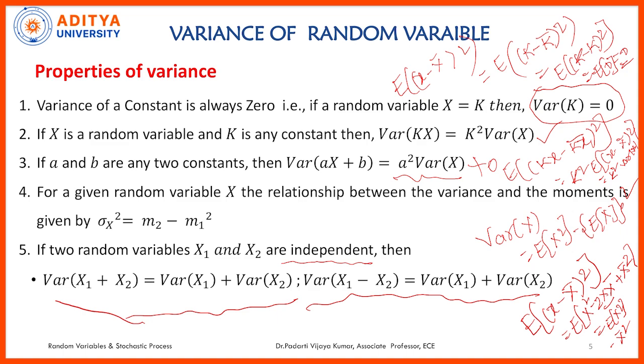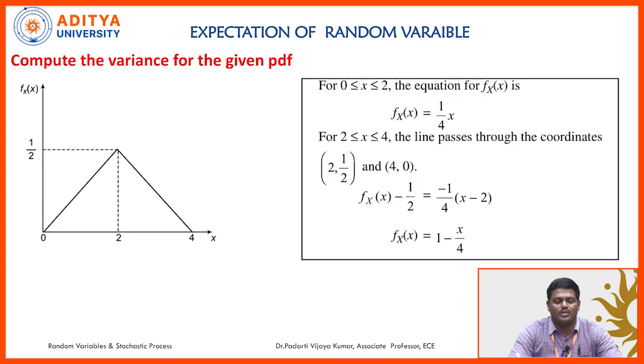This is based on this formula: variance of minus x is equal to minus 1 whole square into variance of x. So, applying this, we will get this one. Next, how to compute the variance for a given probability density function. We are calculating the variance for a continuous random variable.